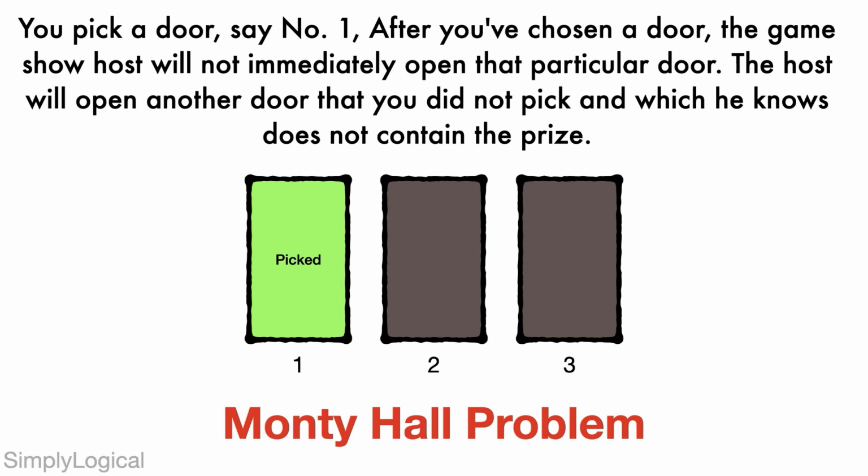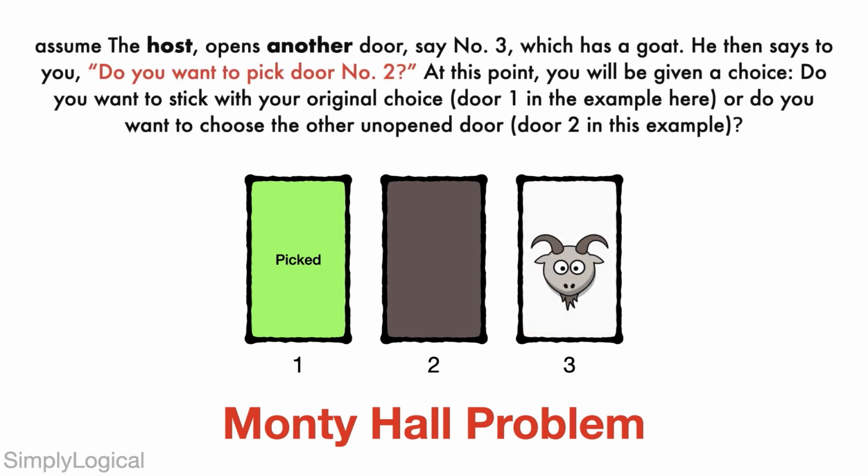The host will open another door that you did not pick and which he knows does not contain the prize. Assume the host opens another door, say number 3, which has a goat. He then says to you, do you want to pick door number 2? At this point, you will be given a choice.